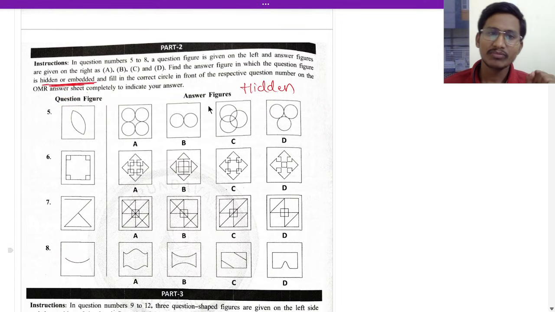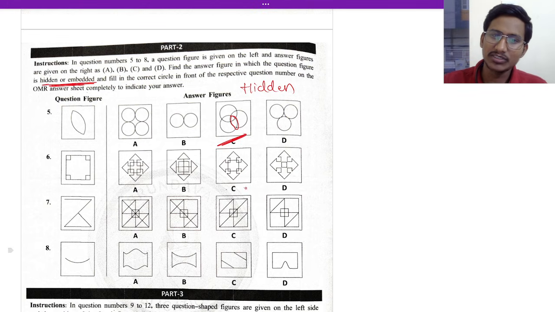Now part 2. In part 2, we have to find the hidden figure. This, if you see, is there in option C. So option C will be the answer. Now the sixth question, where is it? If you observe properly, it is in option C here. Don't be confused with A because it is a little bigger. These parts are big, so that is why it is not the answer.